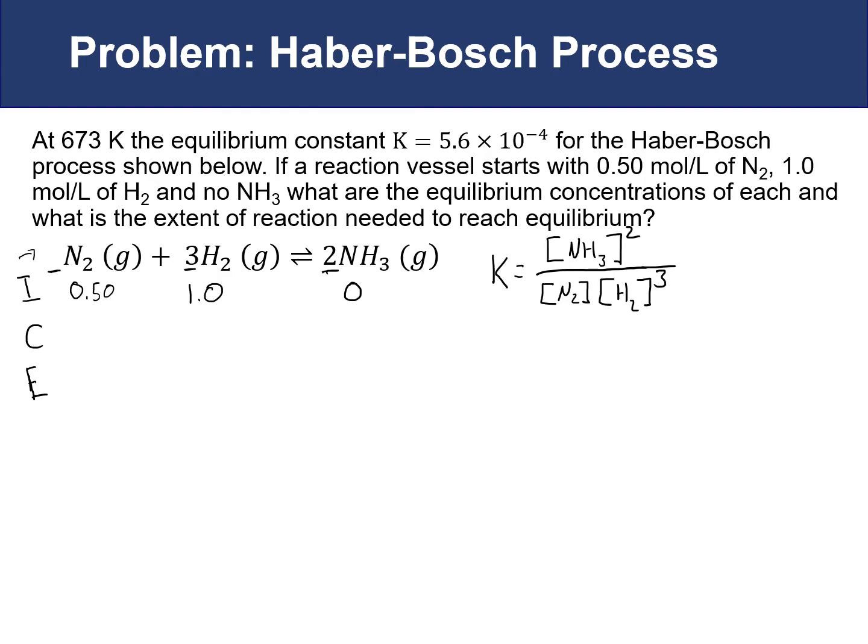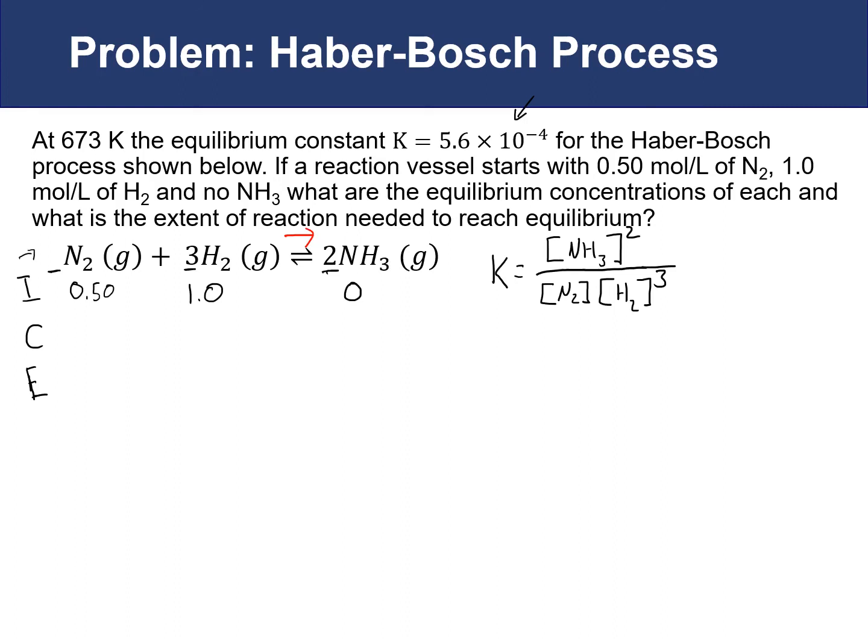Okay, if we just eyeball the values of putting them into our equation to see what the Q value would be, we note that in the numerator we're putting in a 0. So right now Q is equal to 0. We have 0 over some number. It would end up being 0.5. So 0 over 0.5 is equal to 0. 0 is less than our K value, which means we don't have enough in the numerator and we have too much in the denominator. So the reaction has to shift towards the product. So our reaction will shift to the right.